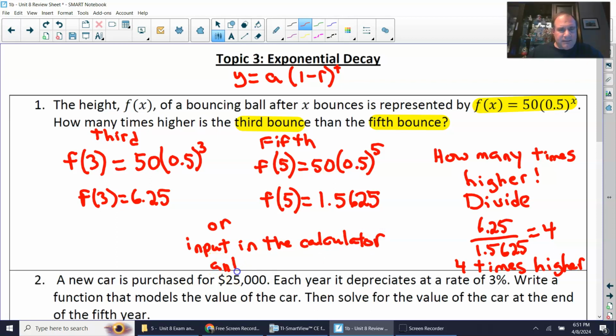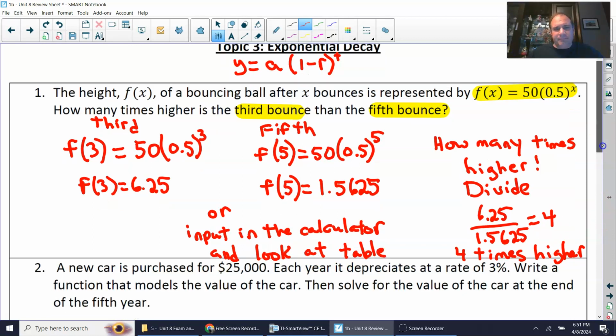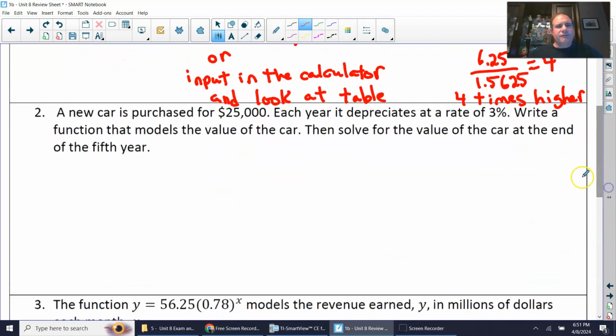And look at the list, at the table of values. All right. So if a new car is purchased for $25,000, each year it depreciates. Write a function model that models the value of the car, then solve for the value of the car at the end of the 5th year.